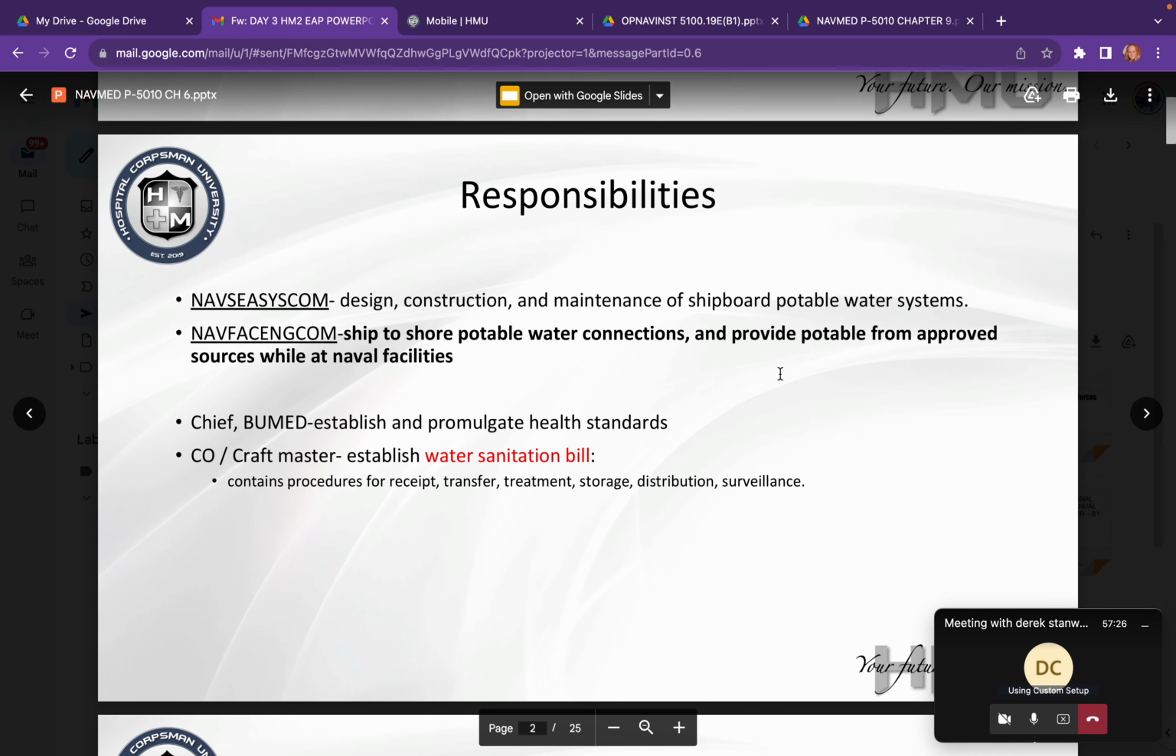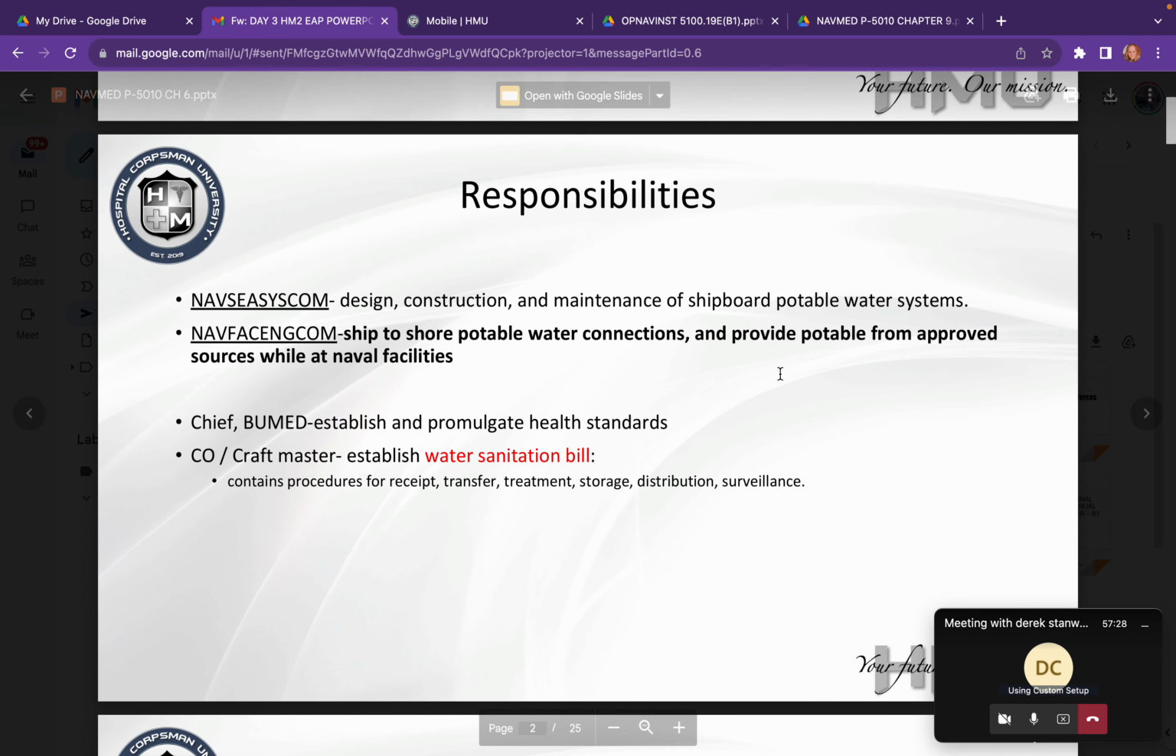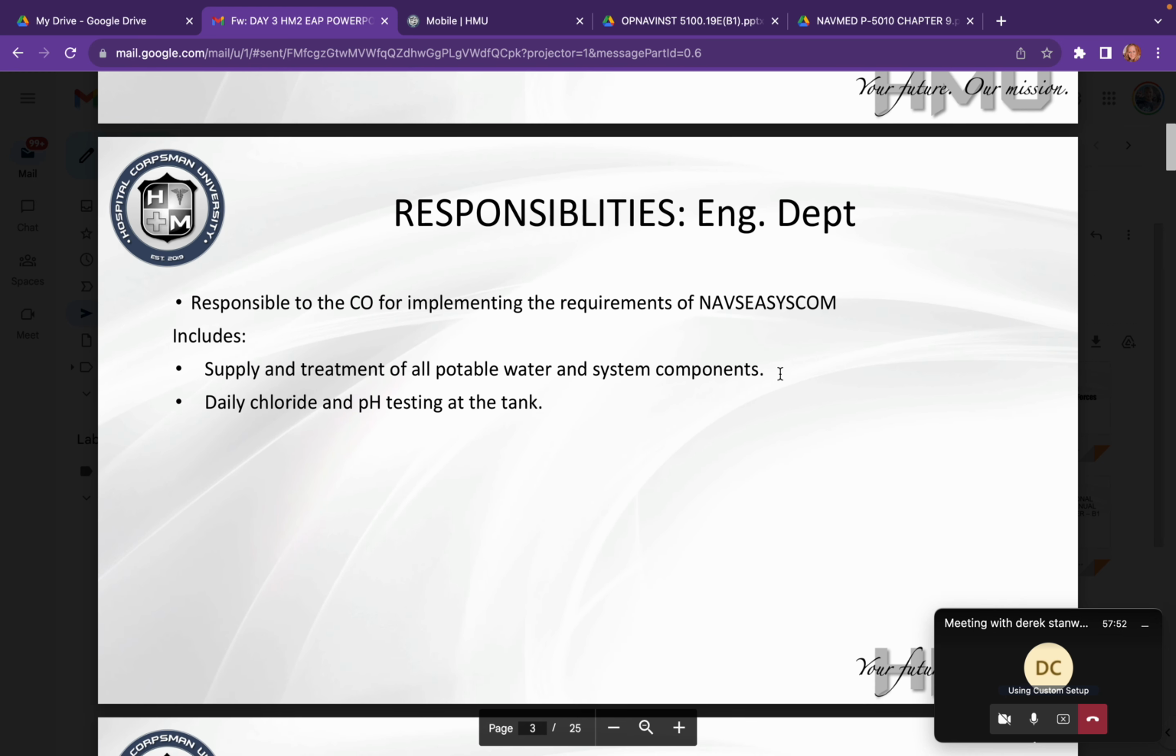If I want to know NAVFAC and I'm looking at the definition, I pay attention to that word facilities in the definition. FAC, facilities. Okay? The NAVSEA is for shipboard. So SEA, the ship is on the sea. Shipboard potable water systems. The water sanitation bill contains procedures for receipt, transfer, treatment, storage, distribution, and surveillance.